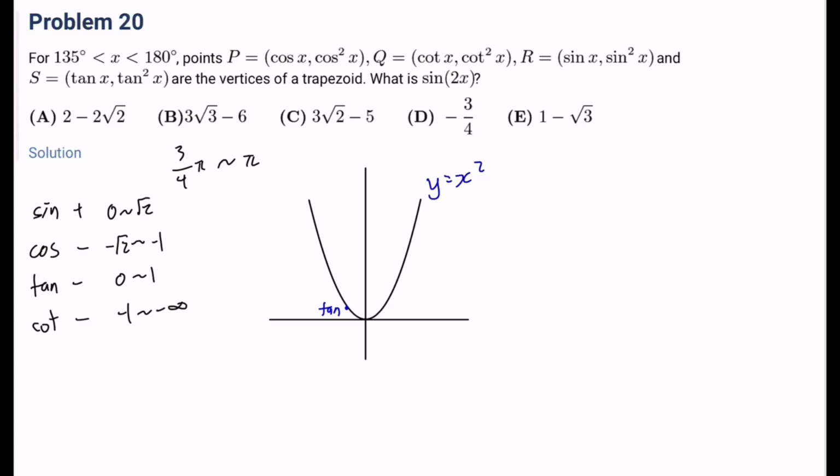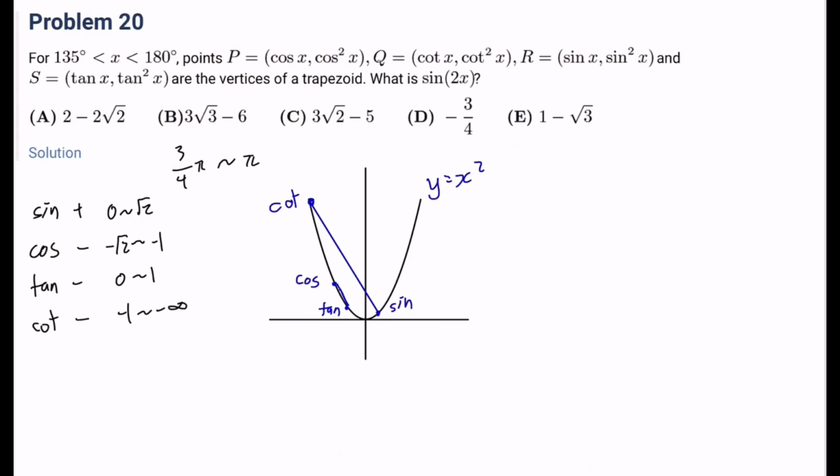And cosine, that's going to be from minus 1 to minus root 2. Let's say that's over here. Sine, that's from 0 to root 2. So let's say that it's about here. That's our sine. And cotangent, that is anywhere from cosine and up. But since it has to be the vertices of a trapezoid, that means that this and that much has to be parallel. So let's say that just this point is cotangent.